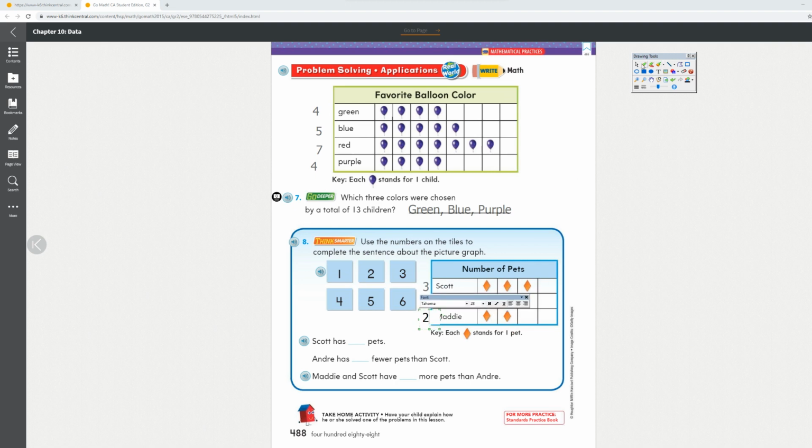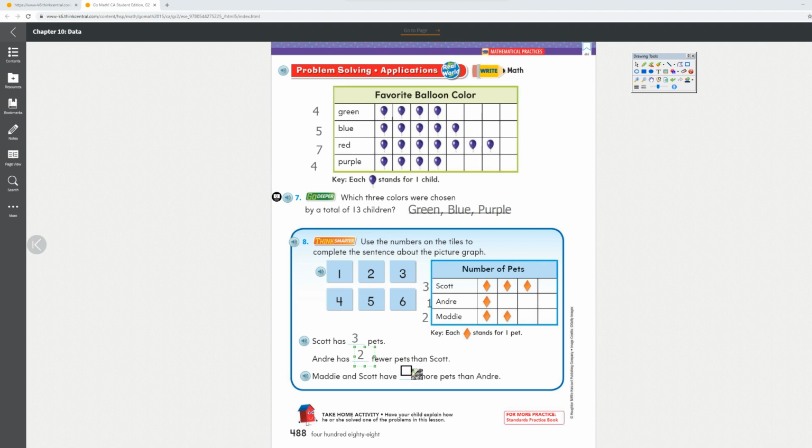Now we can start answering the questions. It'll make it much easier. Scott has how many pets? Well, we already figured this out, so 3. Let's move the number 3 tile to this one. This is the number 3. Andre has how many fewer pets than Scott? So we can see here that Andre has 2 fewer than Scott, which means he has 2 less diamonds than Scott does. So we're going to write the number 2.